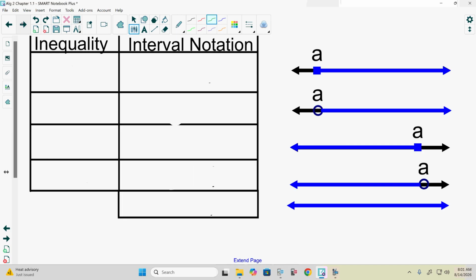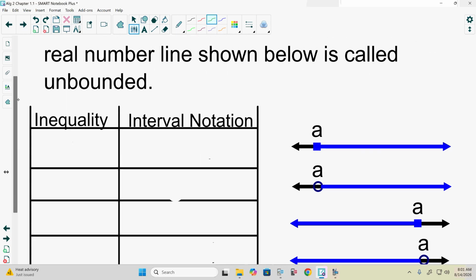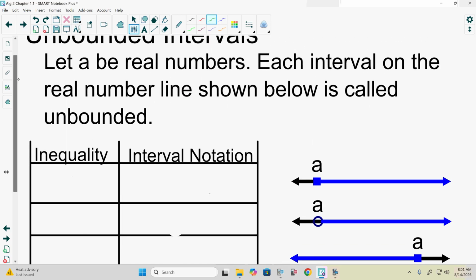Now, the other set that we have is unbounded intervals. Let A be a real number. So we're just saying one of the endpoints, because unbounded does not have two. It just has one. It's going to start here, and it's either going to go to positive infinity or negative infinity based off of the symbol of the inequality or the graph.